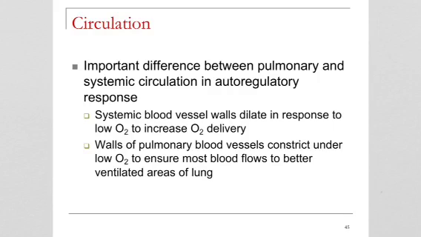Circulation. There are two types of circulation. We know they are pulmonary and systemic, and they have different responses. See, systemic will dilate in response to low oxygen, and it will help in bringing more oxygen. But the pulmonary vessels constrict under low oxygen so that more of the blood goes to more areas of the lung.